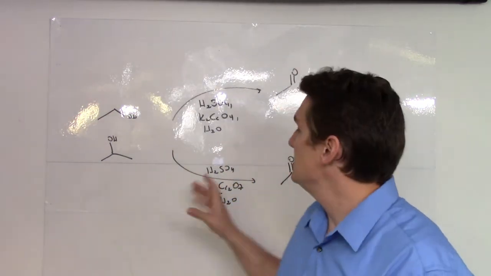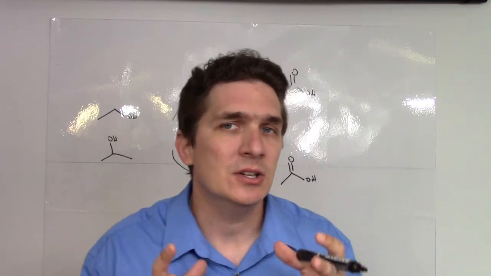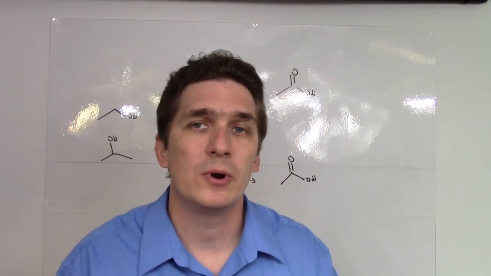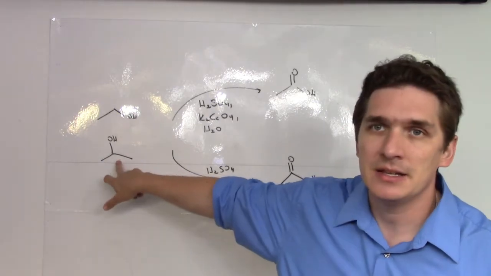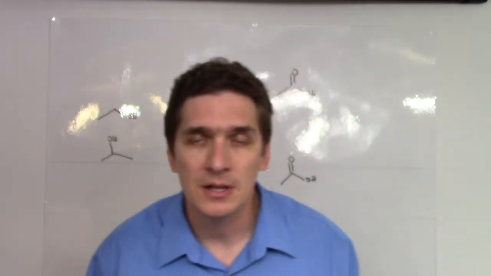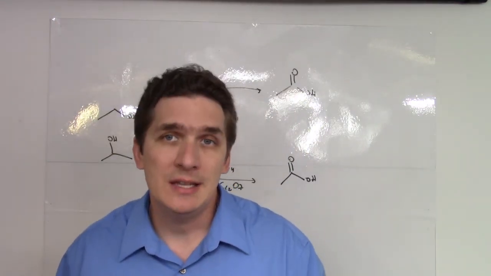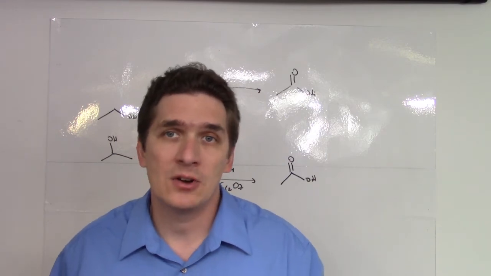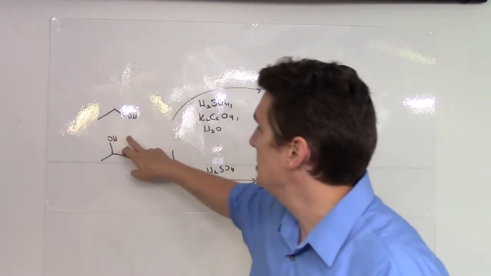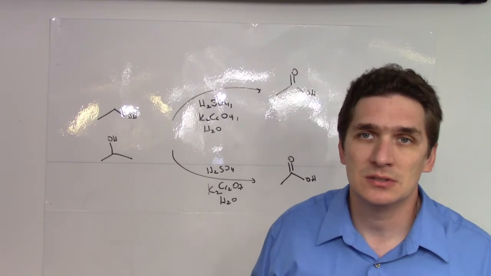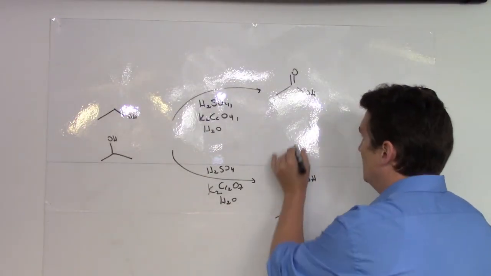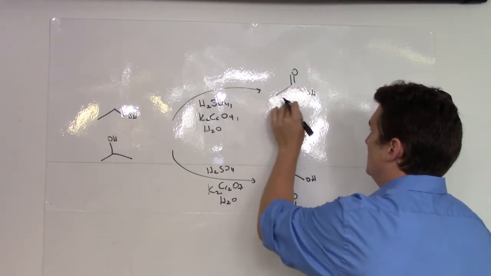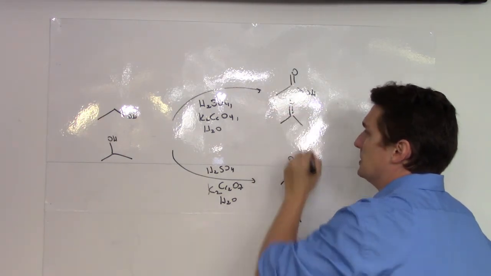Now the thing is, these are good oxidizing agents, but they are not good enough to break carbon-carbon bonds. So in the case of something like 2-propanol, isopropanol, we can only go to the ketone because we can't break the carbon-carbon bond. If we get rid of the H here and the H here, we can form an oxygen-carbon double bond and get the ketone, but that's as far as we get.